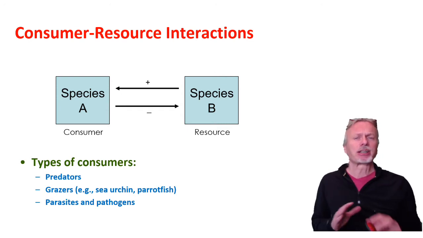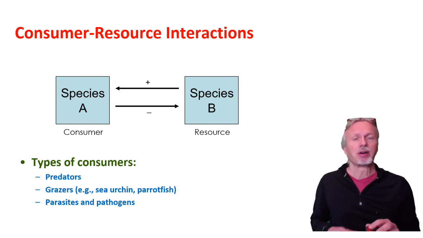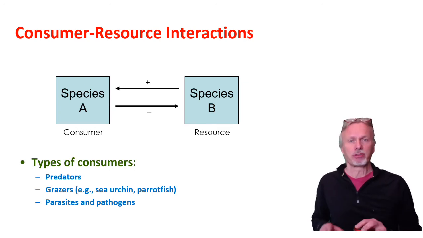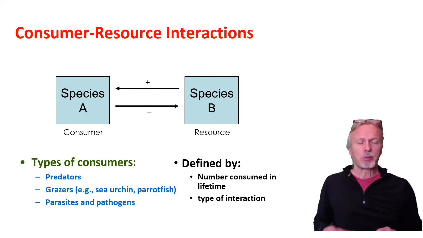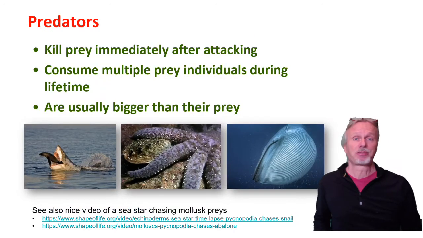Let's have a quick look at the similarities and the differences among these different types of consumer-resource relationship. We're going to look at them depending upon the number of prey that are consumed in a lifetime and the specific type of interaction.